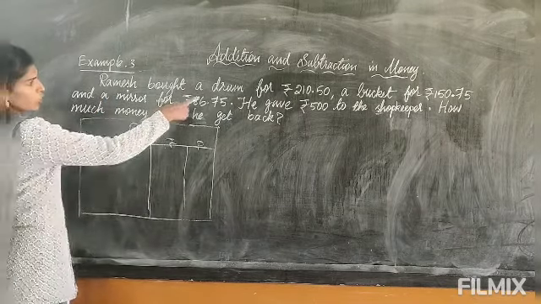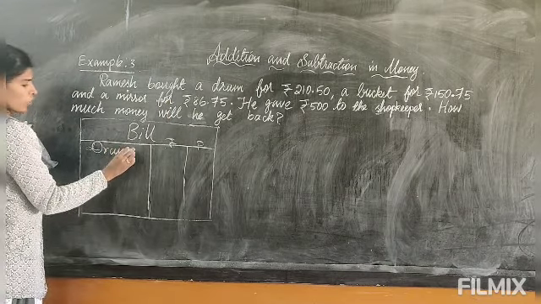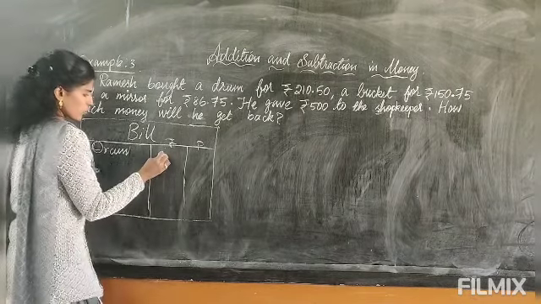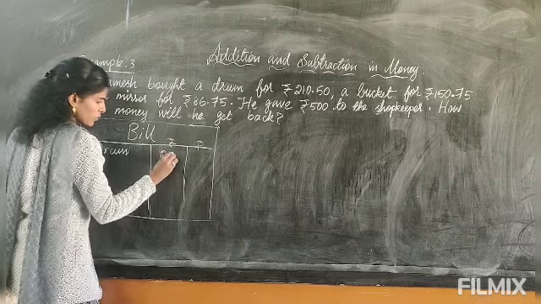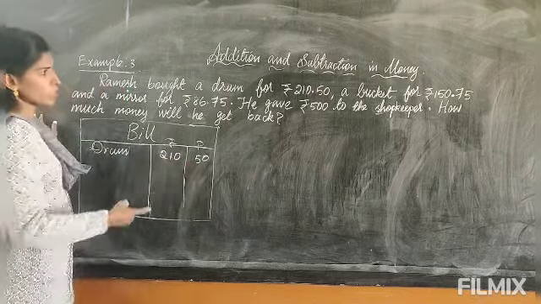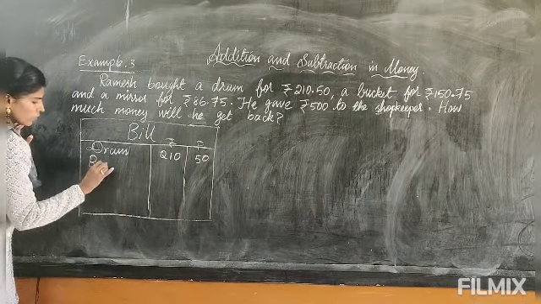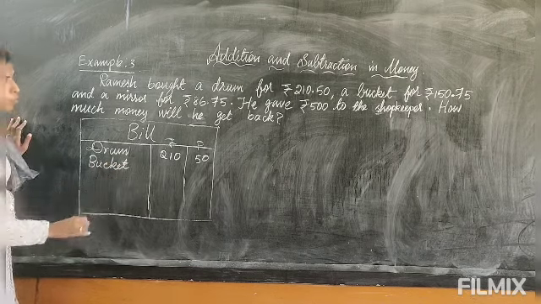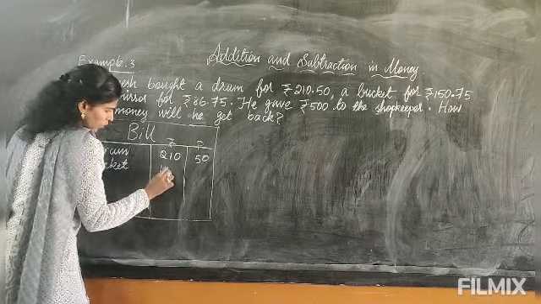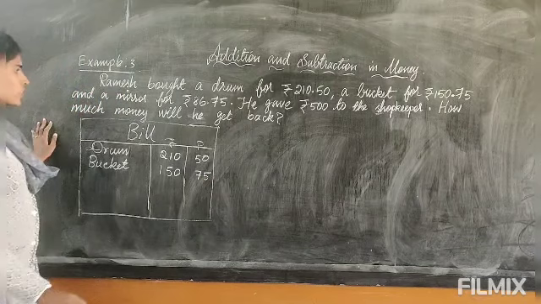So first he bought a drum. Drum is how much? Rupees 210 and 50 paise. So 210 I am writing in the rupees place and 50 is paise, so I am writing 50 in the paise place. Again, a bucket. The amount of the bucket is 150 and 75 paise. So 150 you arrange in rupees, 75 is paise, you arrange in the paise.